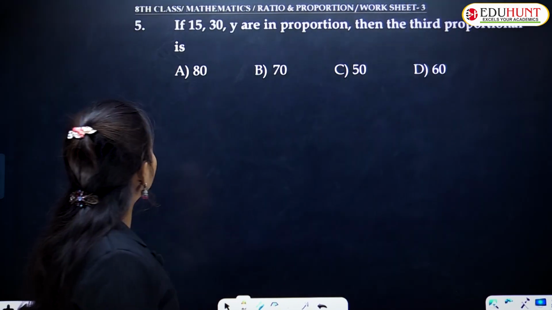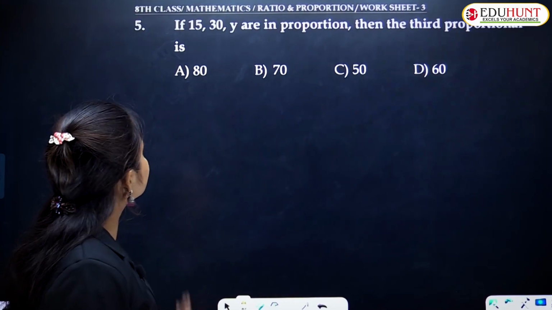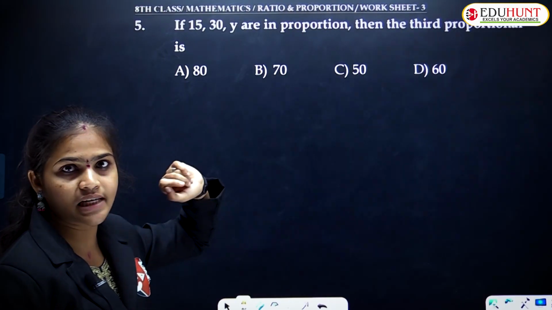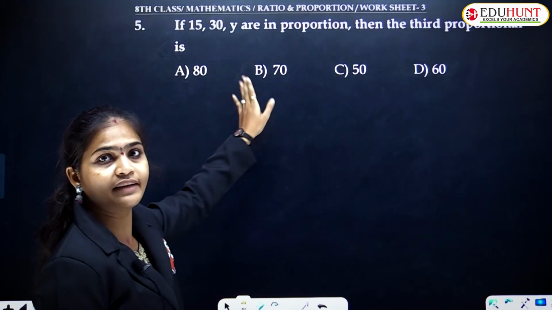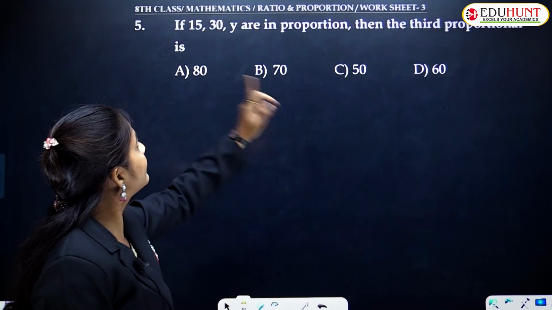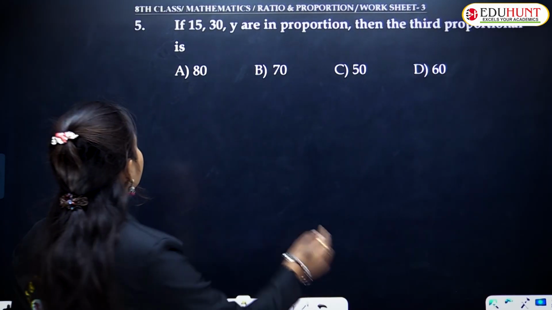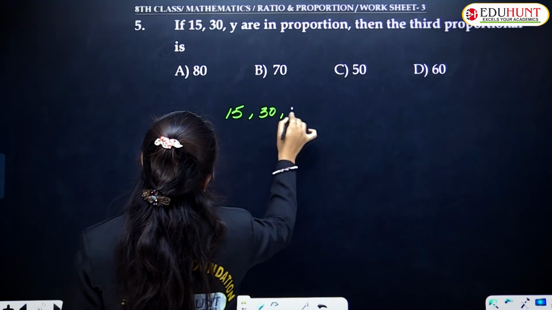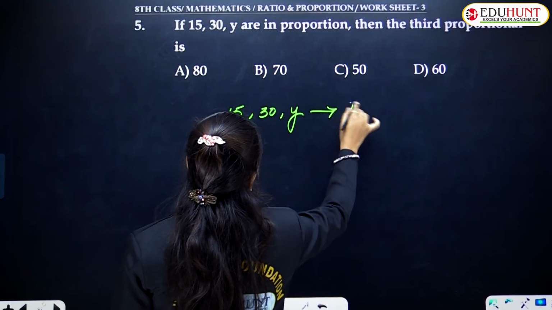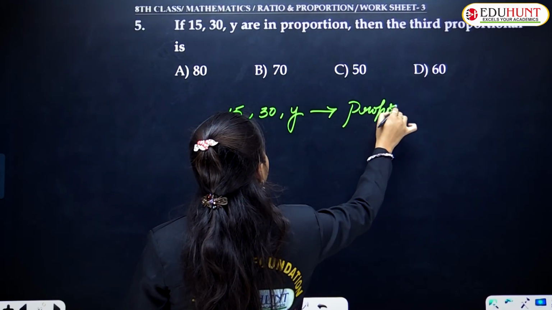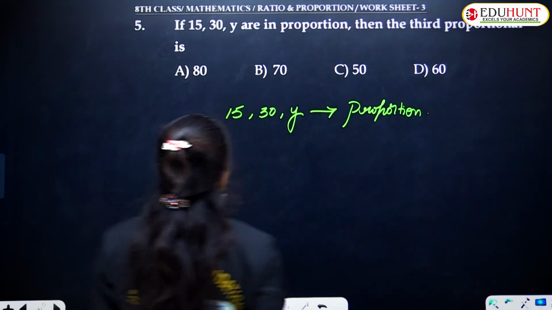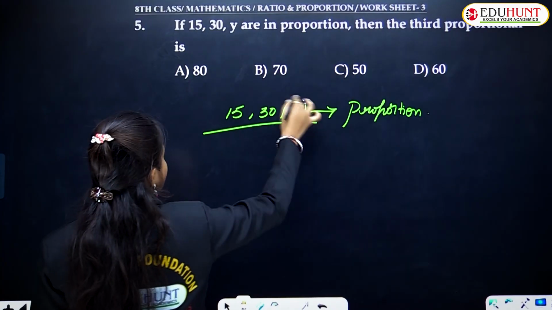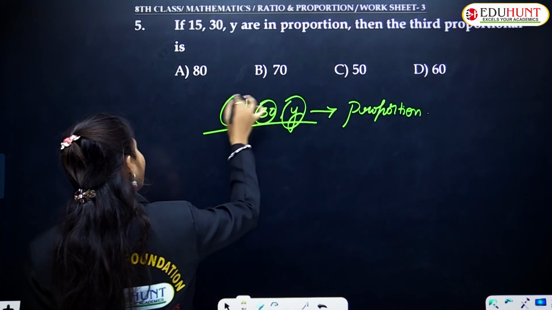See here, next the 5th question. What is given in the 5th question? This is also like the previous one, but here we need to find the third proportional. Okay, 15, 30, y are in proportion, then the third proportional is, see here. 15, 30, y are in proportion. So from this, what is the relation? Actually, this is the first proportion, second proportion, third proportion.